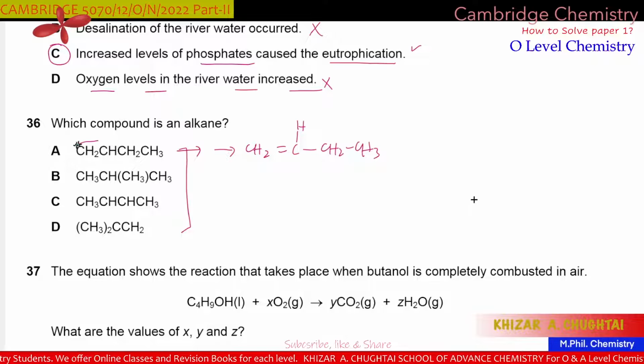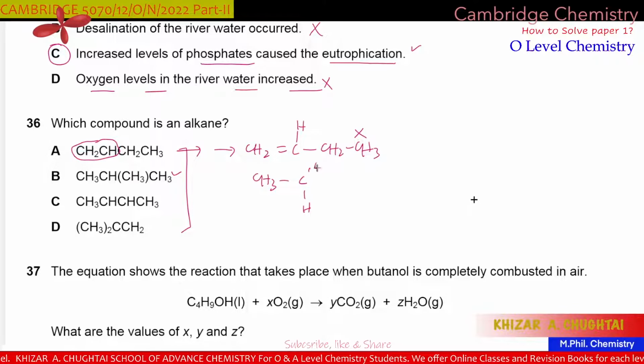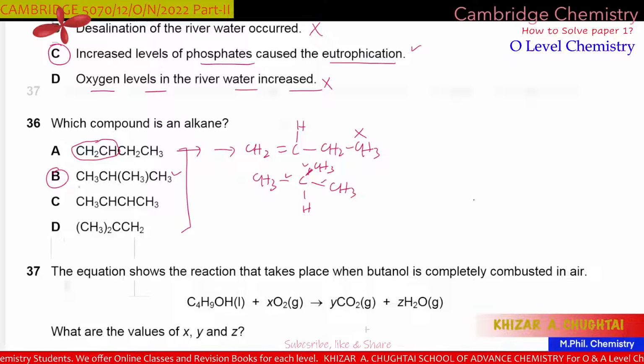So here is a carbon-carbon double bond, so it cannot be an alkane. Come toward this one. This is CH3, then C, then H, then CH3 over here and CH3 over here. Yes, this compound has all carbon-carbon single bonds. So B is the correct option.